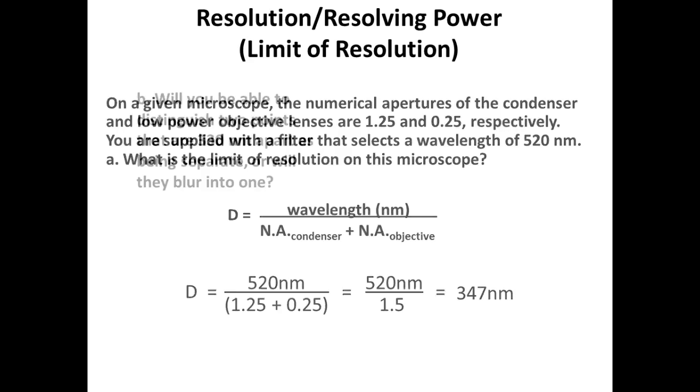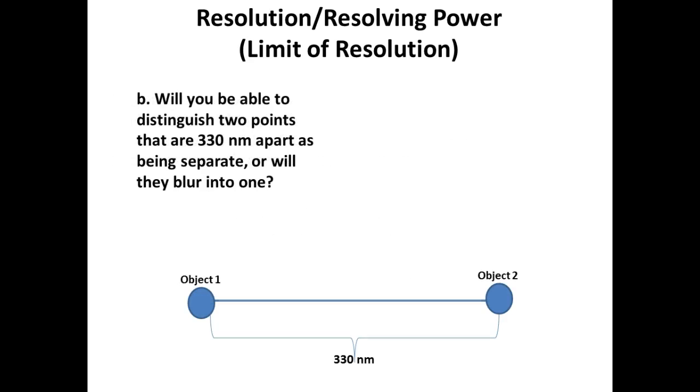So, if we then put them 330 apart, will we see them as being separate? What's our limit? 347. Right? Are they within the limit? Yes. So will we see them? No. They are going to blur. They got to be outside the limit. The limit is minimum, right? The minimum distance. Are they the minimum distance? No, they're too close. So they're going to blur. They got to be outside 347 to see them.